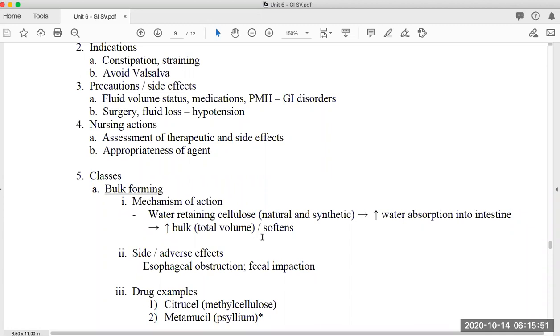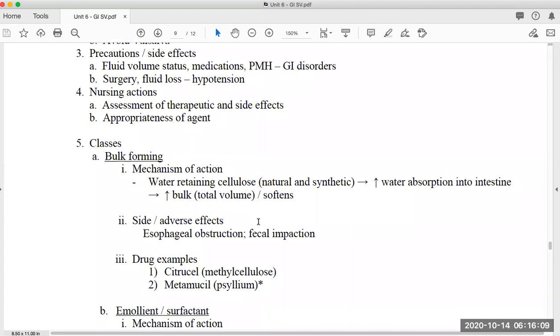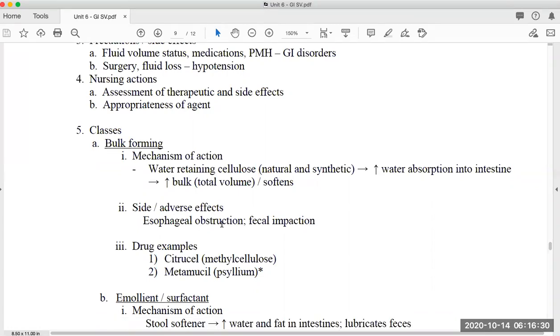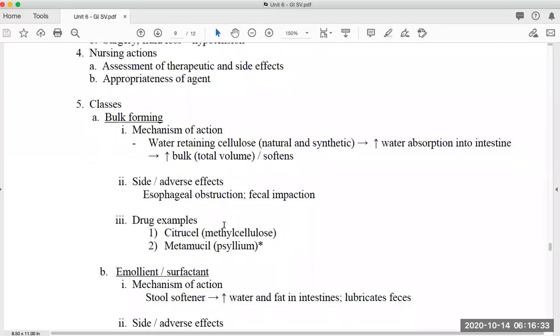Precautions and side effects, fluid volume status. So remember, if we're giving a patient a laxative, something to help them eliminate and go to the bathroom, could we overkill on that, right? Could they take too much and then they have a lot of elimination, a lot of fluid and electrolyte loss through their feces? Yes, they can. So those are things that we need to be careful about and monitor a patient for. So fluid volume status, medications, primary medical history, we want to know if they've had any history of other GI disorders. If the patient's had surgery, again, fluid loss or that loss of volume is going to cause hypotension. Nursing actions: assessment of therapeutic and side effects, and then the appropriateness of the agent.